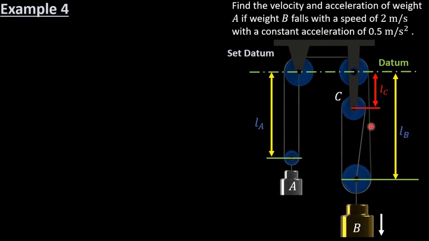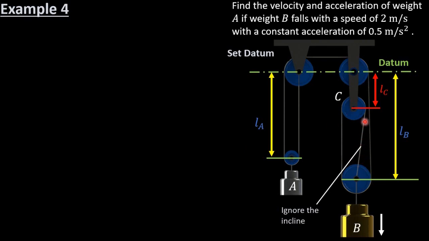And then I'm going to call the length from the datum down to the center of pulley C, L sub C, and that is in red because that is a constant. So the distance from the datum, from the center of this pulley to the center of this pulley, is constant because these two pulleys are fixed on that support. And we can ignore this incline here, just because that's inclined. We can actually ignore that in our calculations.